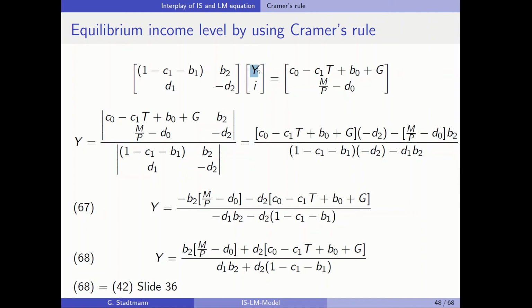Let's compute the determinant. C0 minus C1t plus B0 plus G in brackets times minus D2, and then minus M over P minus D0 times B2. In the denominator, 1 minus C1 minus B1 times minus D2, and then minus the product of the side diagonal, minus D1 B2.